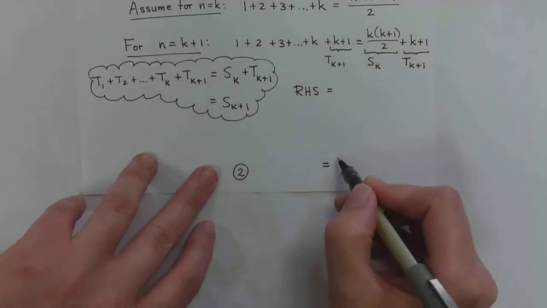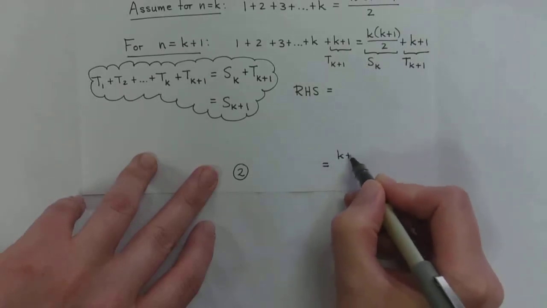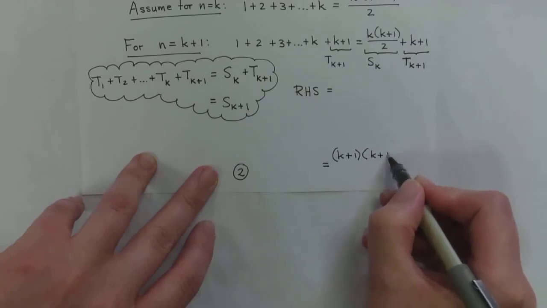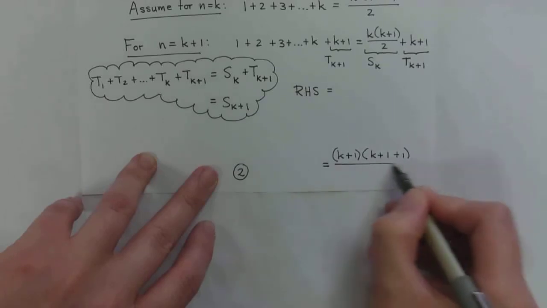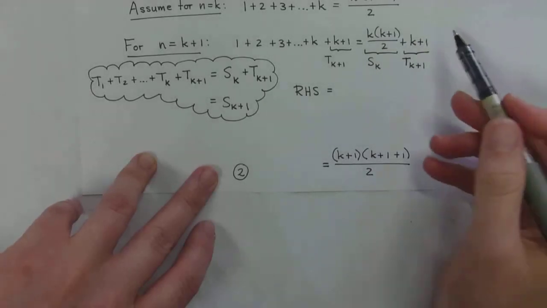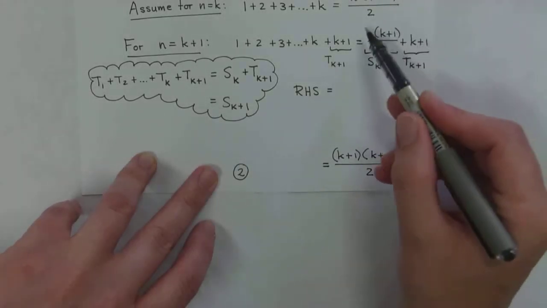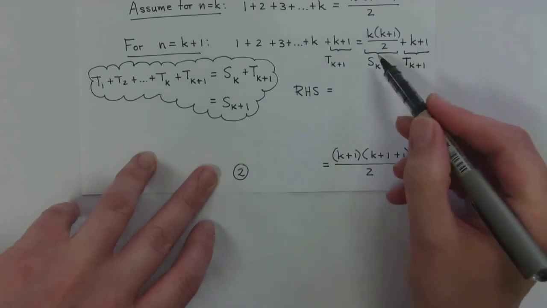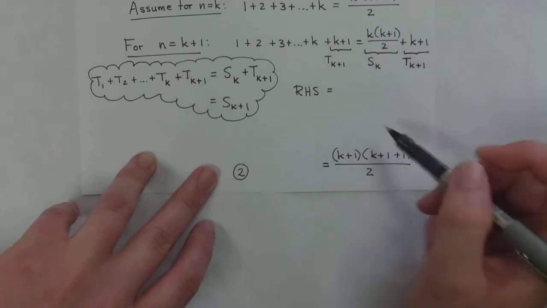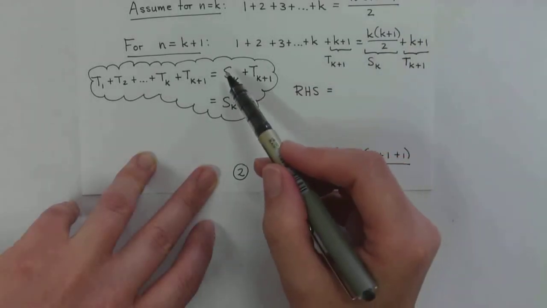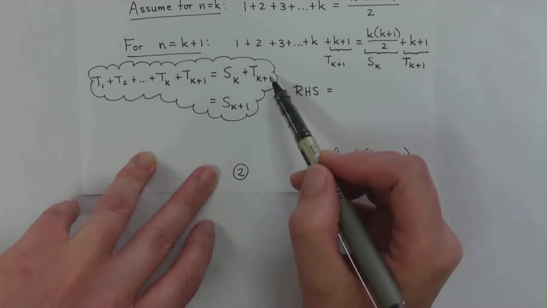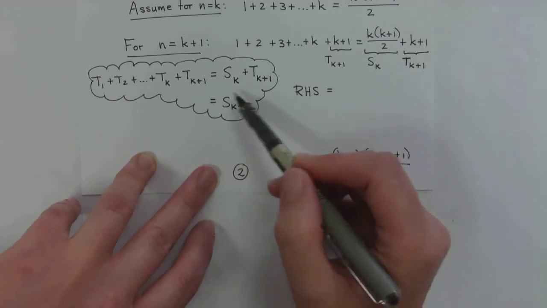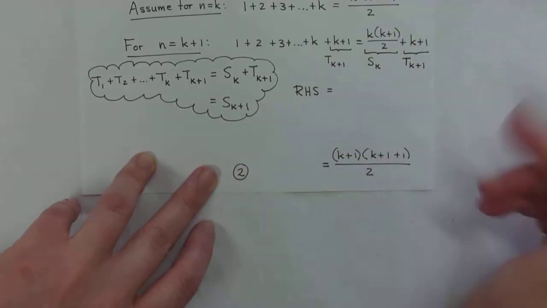over here, n, or k plus 1, times n, which is then k plus 1, plus 1 over 2. So I now need to take this right-hand side and simplify it until I get to this. Because if I can simplify the right-hand side to this, then I've proven this. I've proven that the sum of the first k terms plus the next term will be equal to the formula. Because remember, that's what I'm trying to prove, the formula of k plus 1 terms.